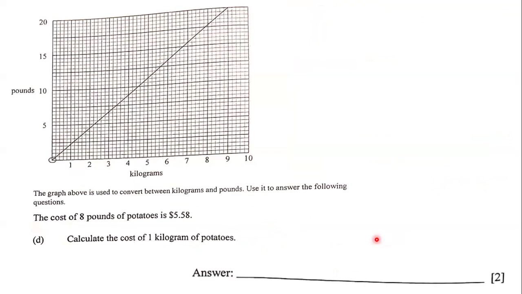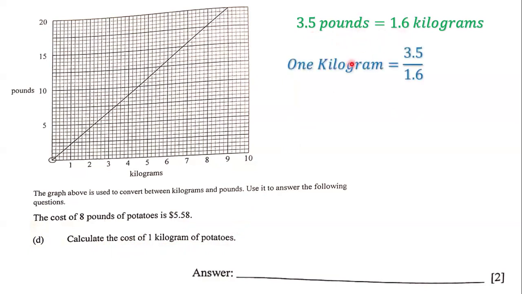Next, the question states the following. It says that the cost of 8 pounds of potatoes is $5.58. Calculate the cost of 1 kilogram of potatoes. So from what we had earlier, we know that 3.5 pounds equals 1.6 kilograms, which means that 1 kilogram is going to be equal to 3.5 divided by 1.6.